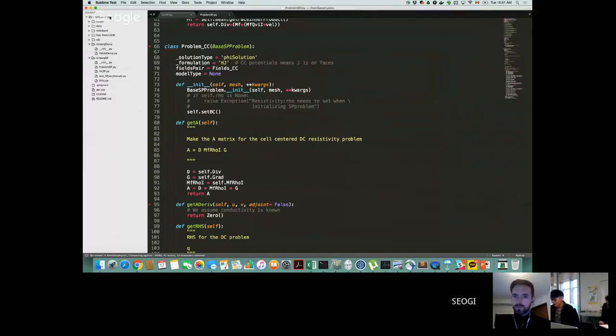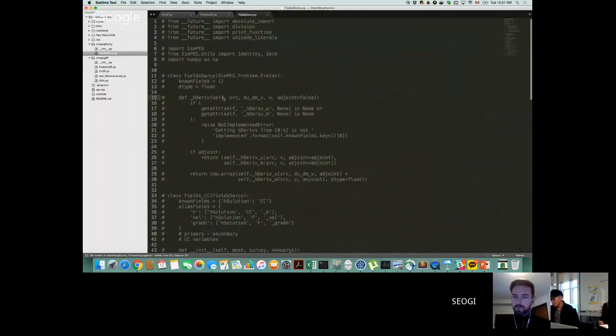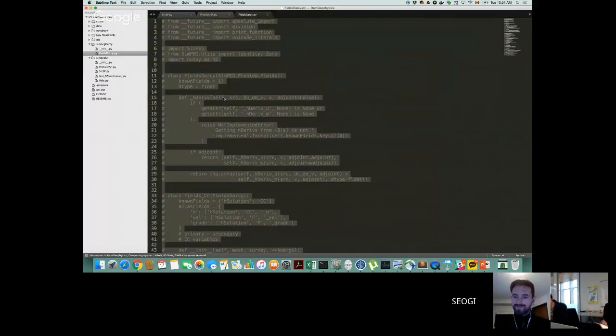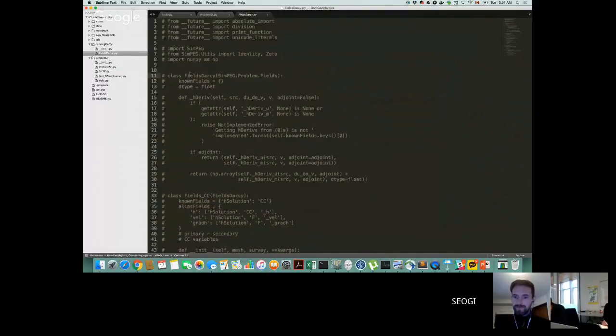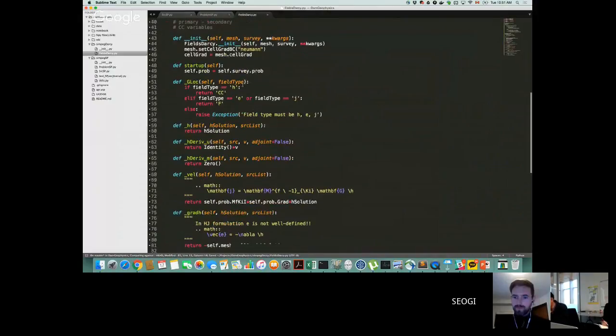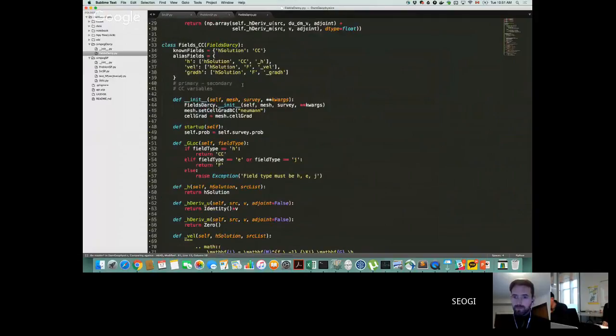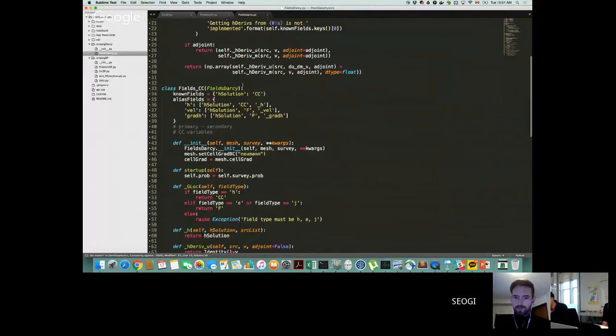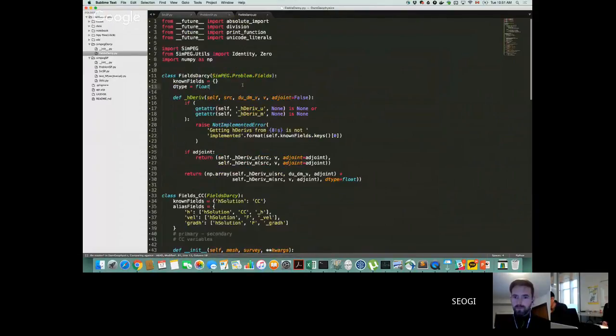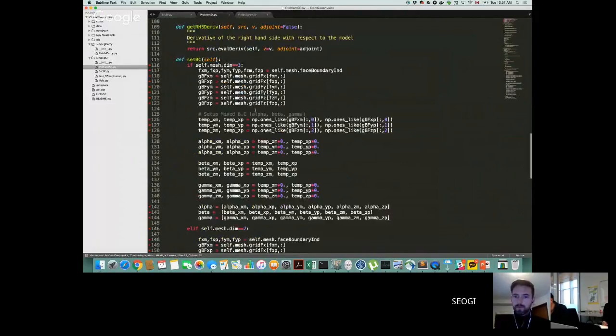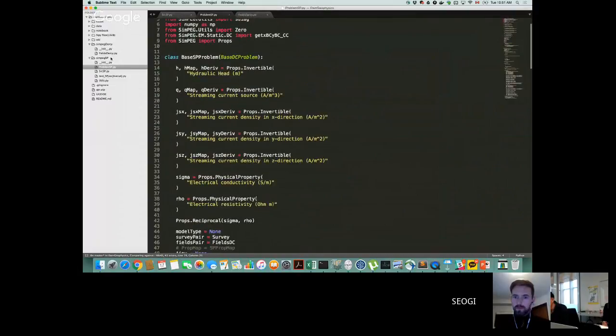What's SimPEG RC? Is there anything there? Oh, that's fields. That's weird. That's interesting, I'm not sure why. You just comment everything. Not really. I don't know, it's been a while.